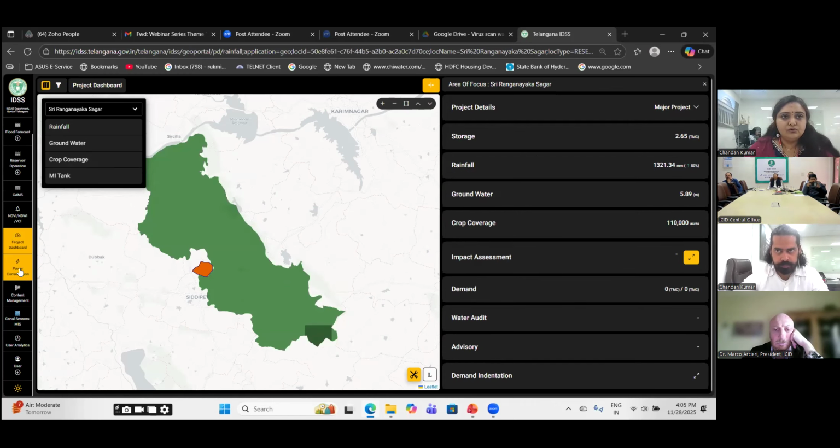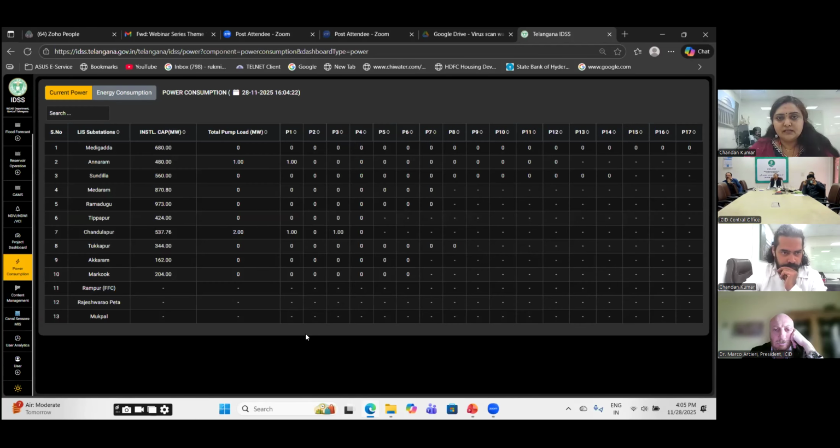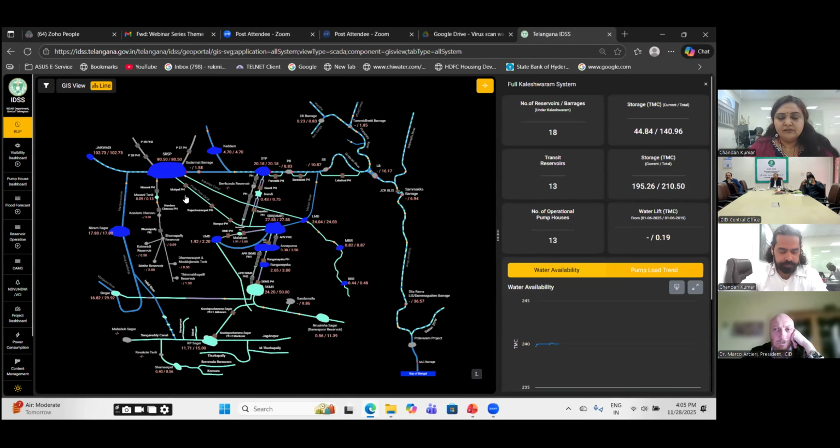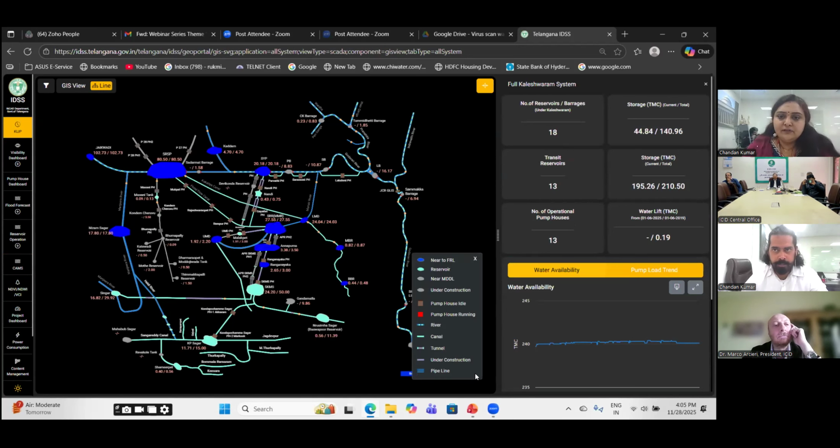So now I'll go to the power consumption. To understand this, I would like to show the KLIP. Here, which is the digital twin that Chandan was discussing, we have the reservoirs. You can see here they are blinking, they are near FRL. So for example, SRSP is at 80.50 and it is totally full. It's the same with SYP, and they are blinking because they're totally full.